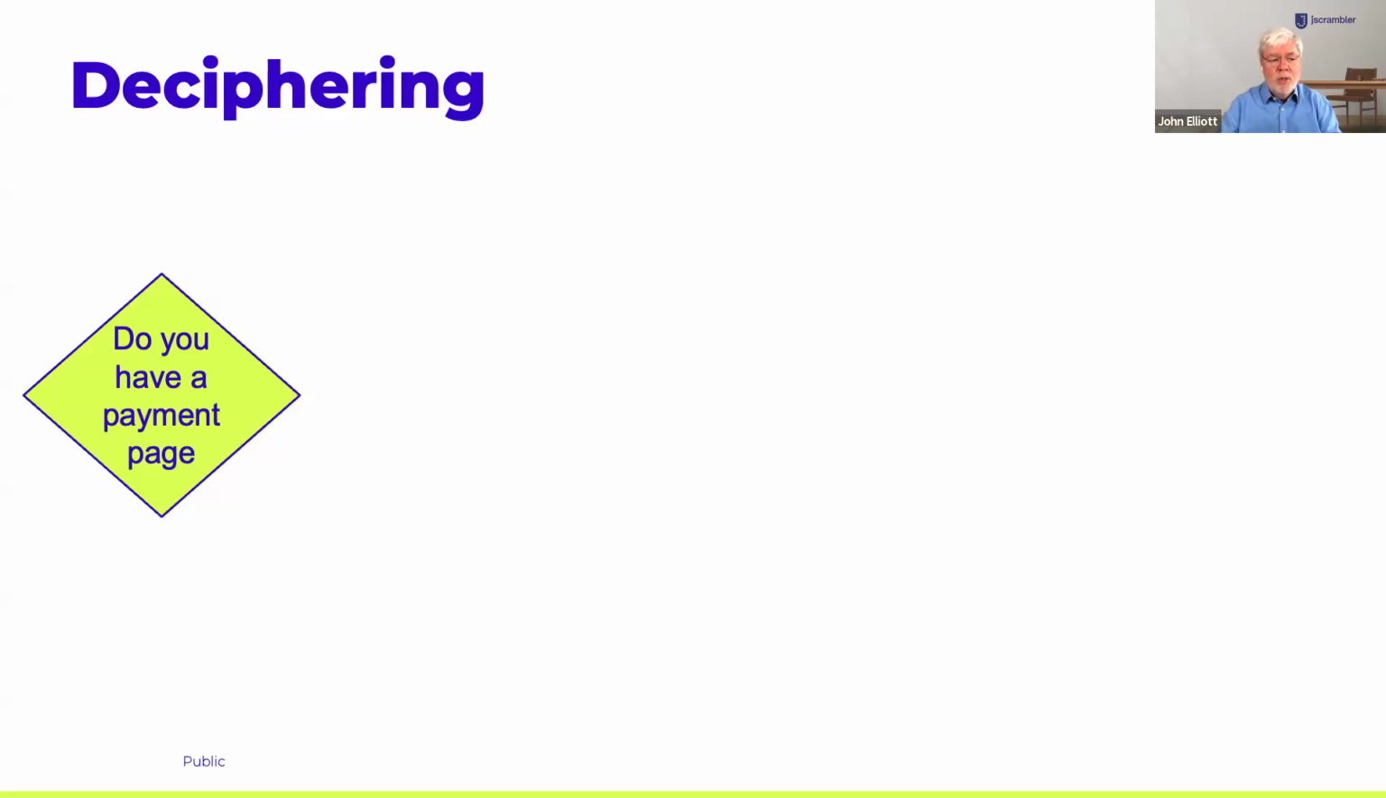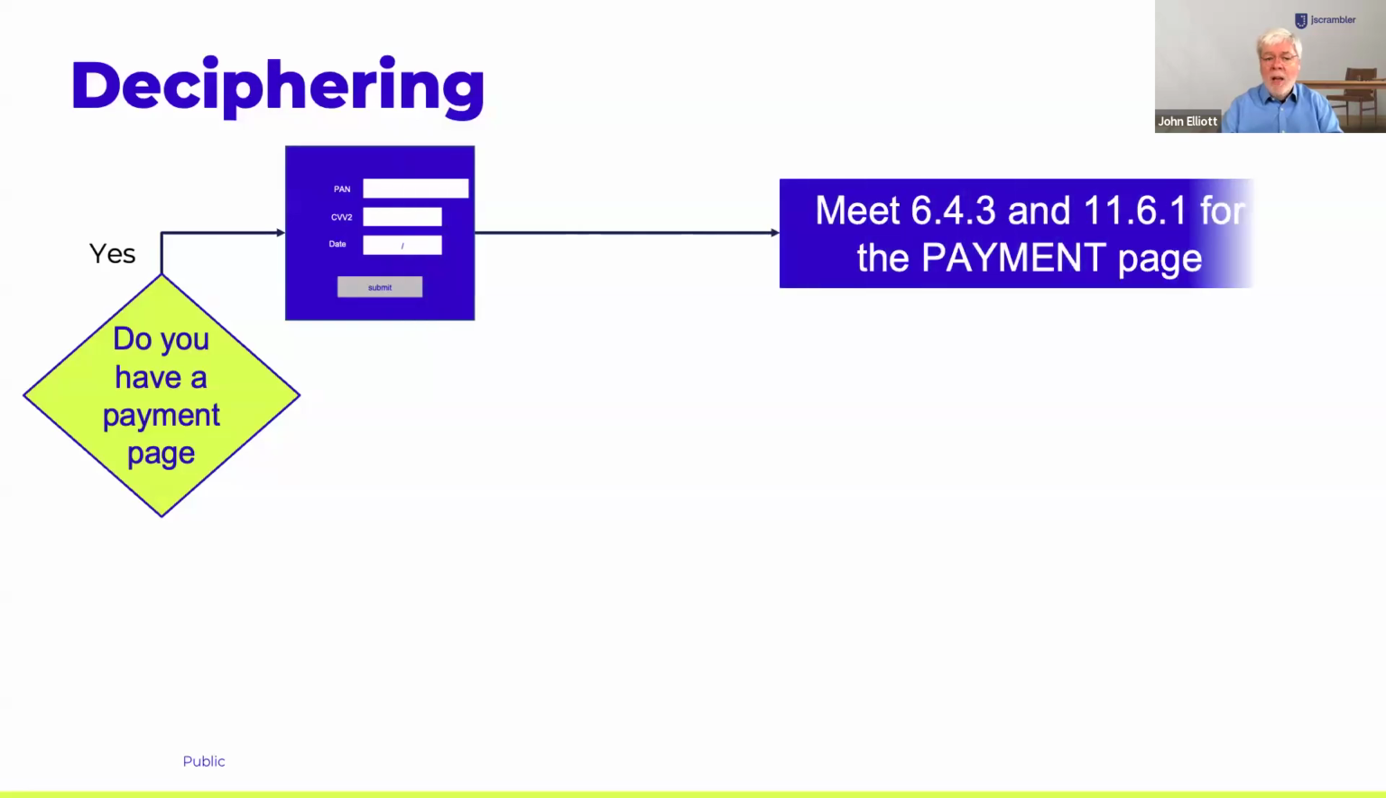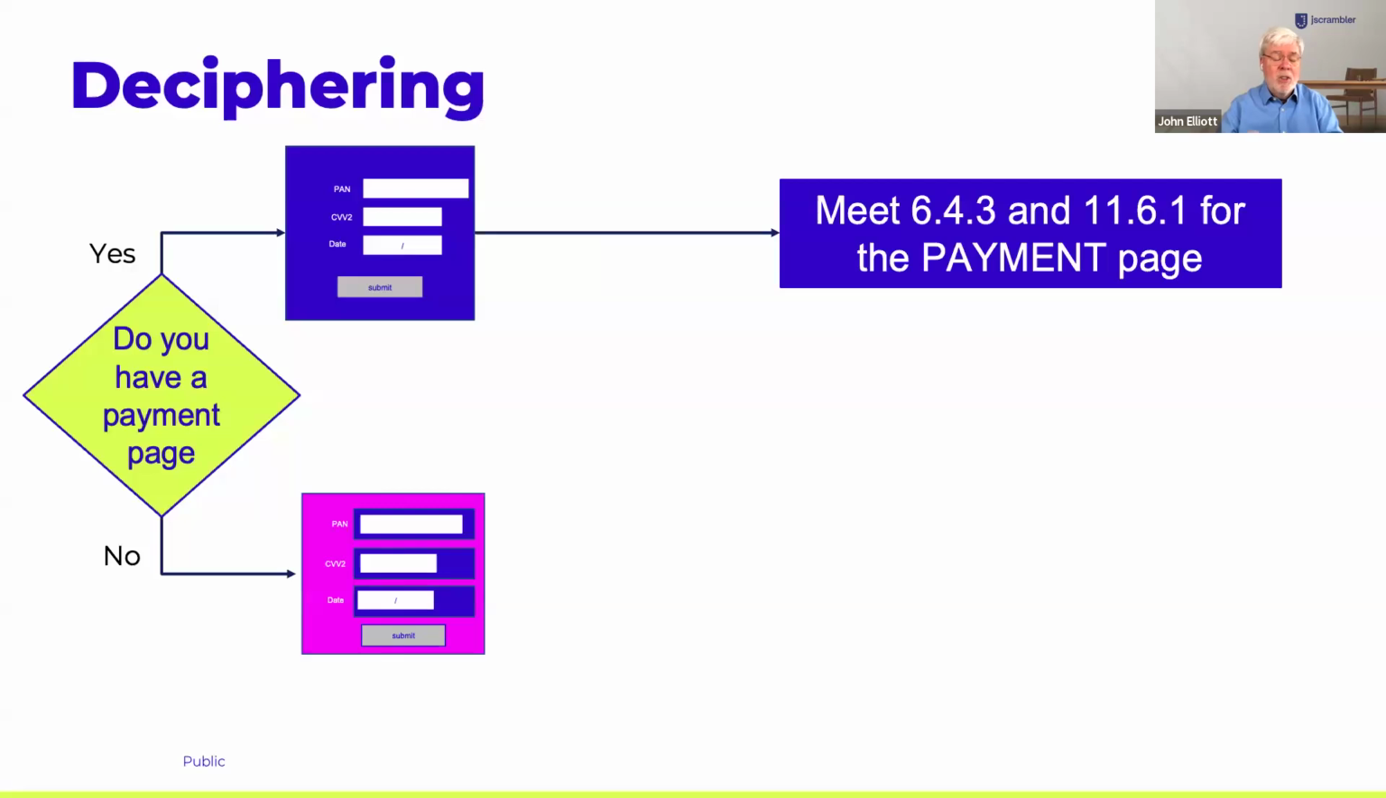So the question starts with, do you have a payment page? And if you do, that's really simple. You need to meet 6.4.3 and 11.6.1 for the payment page. If you don't have a payment page because you're using a PSP's payment page hosted in an iframe on your site, we then get to the next question: are you doing an SAQ, typically SAQ A, or are you having an assessment with an assessor to produce a report on compliance?